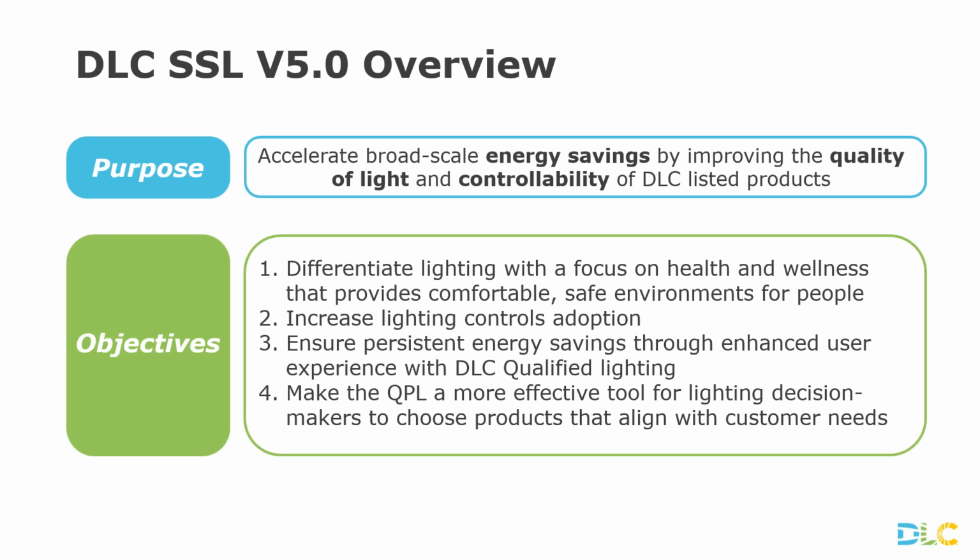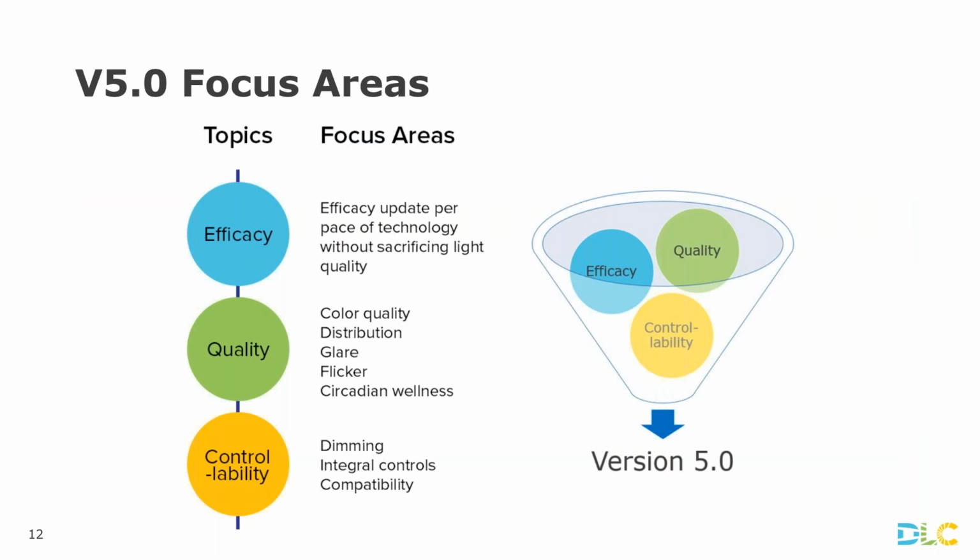of DLC-listed products. We want to enable differentiation of lighting that both saves more energy and provides comfortable, healthy, and safe environments. We want to enhance the lighting control requirements and information on our QPL in a way that will lead to increased lighting controls adoption. We want to ensure persistent energy savings through products that provide a better user experience. And we want to make the QPL a more effective tool for lighting decision makers to choose products that align with customer needs. There are 3 focus areas of the version 5.0 draft: efficacy, quality of light, and controllability.